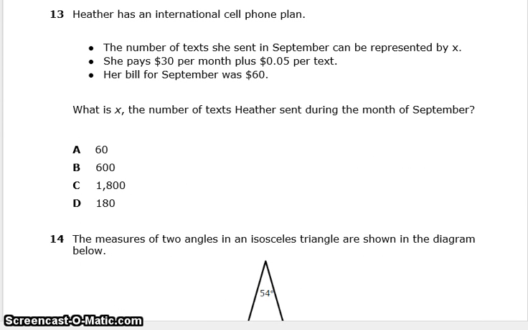Question 13. Heather has an international cell phone plan. The number of texts she sent in September can be represented by x. She pays $30 per month plus 5 cents per text. Her bill for September was $60. What is x, the number of texts Heather sent during the month of September?